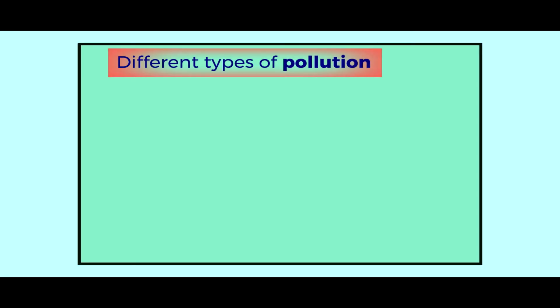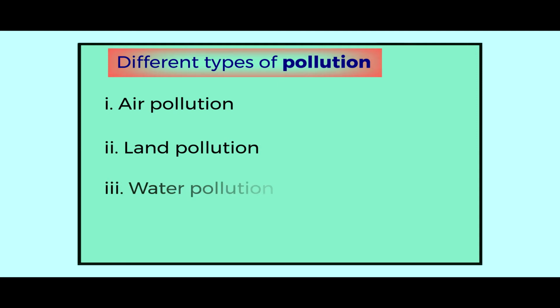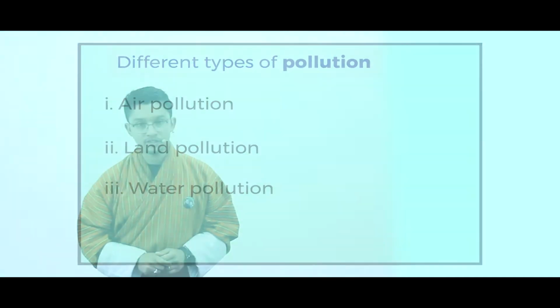Now let us look at three important types of pollution which are globally known. The first one is air pollution, the second one is land pollution, and the third one is water pollution. We will be studying individually about these three different types of pollution and also their impact on the environment and human health.